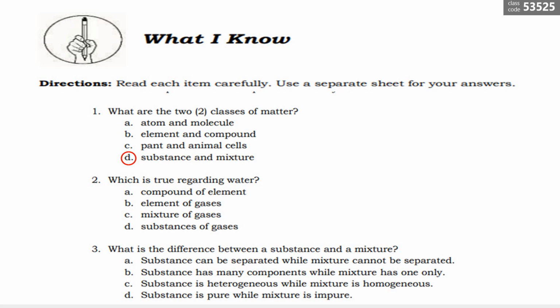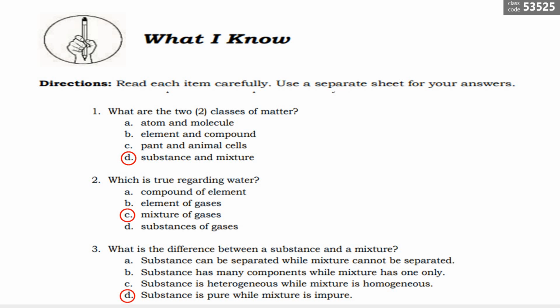Which is true regarding water? A, compound of element. B, element of gases. C, mixture of gases. D, substances of gases. Go. Okay, the correct answer for this is mixture of gases.